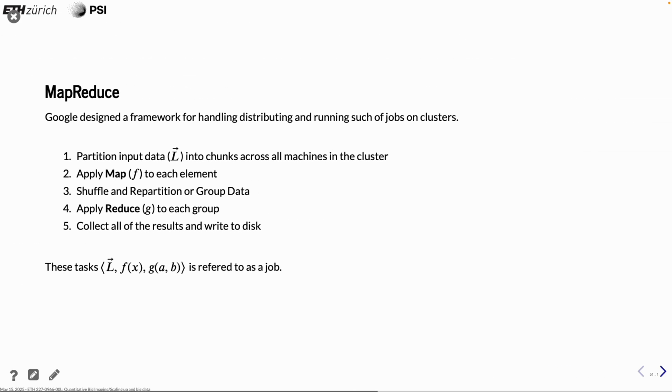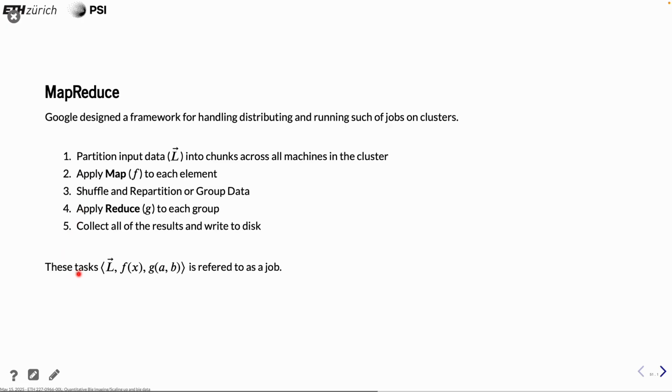So what we do is the whole MapReduce concept. It means that we can partition the data into chunks and send these chunks to different machines in the cluster. Then we apply the map. And there is also a shuffle and repartition of the data. And finally, we apply the grouping. And finally, we collect all the data and write to disk.